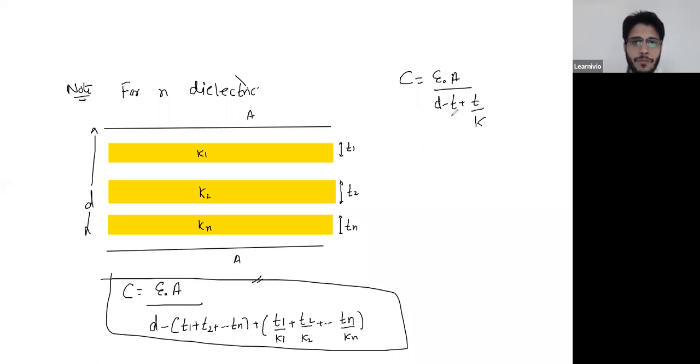So if instead of a single slab, you have a number of slabs, then instead of this T, you will get the sum of T1, T2, Tn, all slabs. Similarly, earlier you had just one dielectric slab, so you got T by K. But when you have n slabs, you will get this T by K for each slab: T1 by K1 for this slab, T2 by K2 for this slab, Tn by Kn for this slab. That's why I'm adding it up.